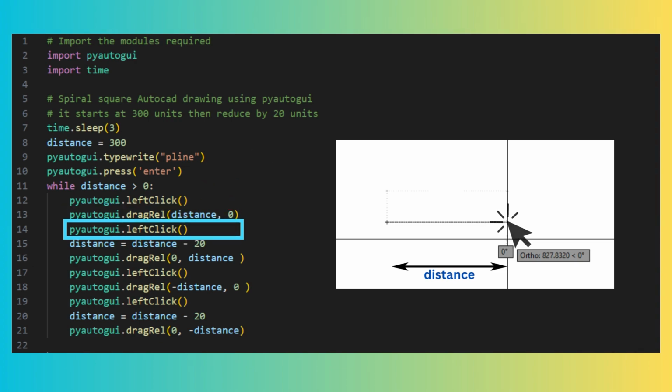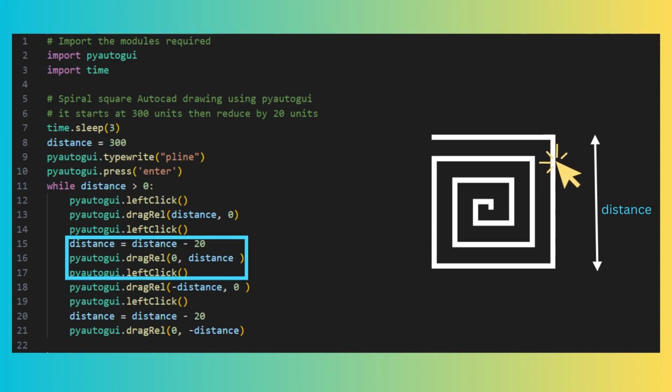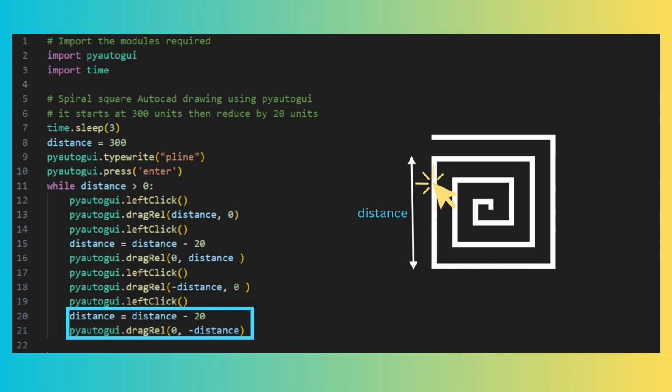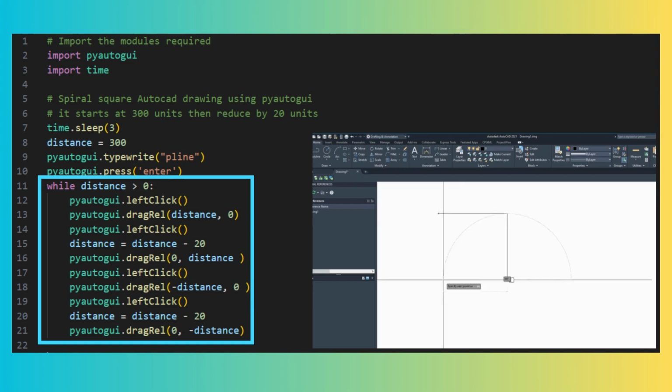Left click: it's another left click of the mouse. This action would place a vertex for the polyline in AutoCAD. The next couple of lines repeat this, but for the vertical line downward, then the next for the horizontal line to the left, then the next for the vertical line upward. The while loop then repeats as long as distance is greater than 0, drawing smaller squares to create the spiral effect.